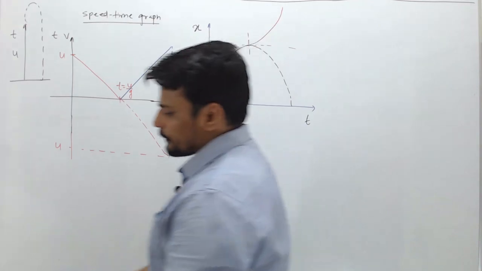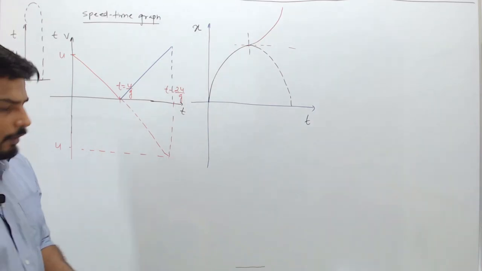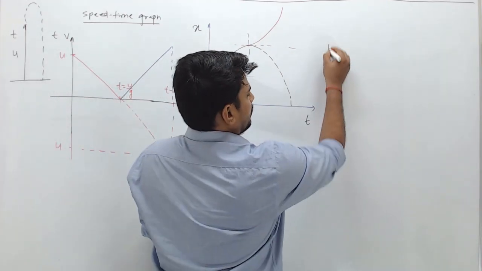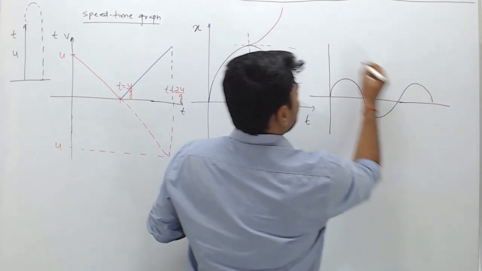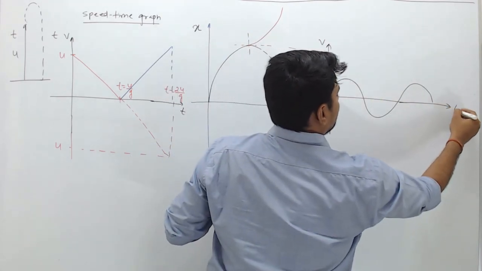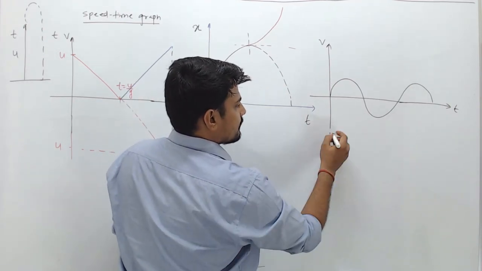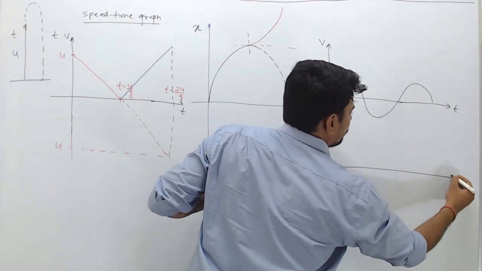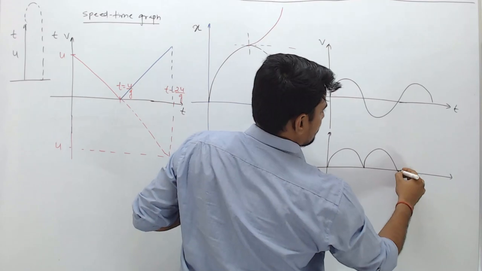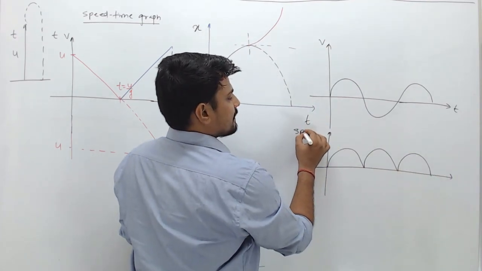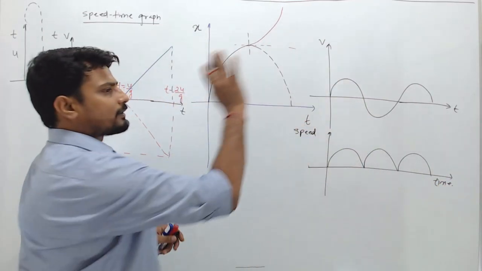So this is how we draw the displacement time graph, distance time graph, velocity time graph, and the speed time graph. Also, let's suppose the velocity is given like this. This is your velocity time graph. If I want to draw the speed time graph for the same motion, we'll take the mirror image of the negative part, as simple as that. So it is going to be like this, and like this. This is your speed time graph, and this is your velocity time graph.